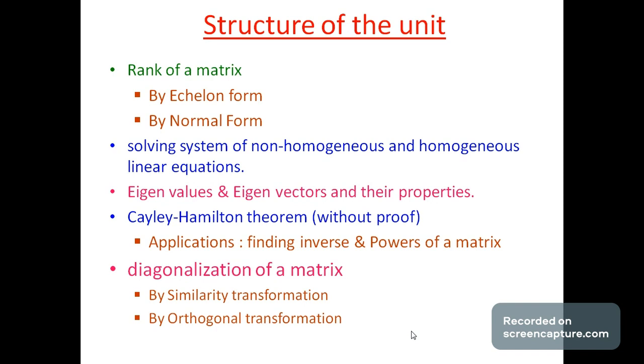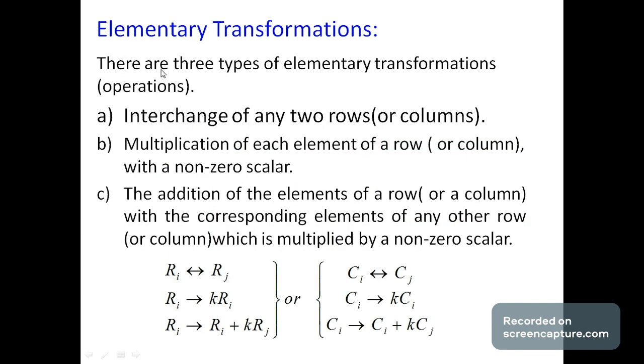The first one, before we go to discuss the rank of a matrix, we will cover some basic points, that is elementary row transformations. There are three types of elementary transformations. Transformations means operations. These operations are applied on rows or columns or both. The first type is interchanging of any two rows or columns. Suppose we take the R1 row and R2 row. Now we interchange them: R2 is replaced by R1 and R1 is replaced by R2. Similarly, for columns, C1 is replaced by C2 and C2 is replaced by C1.